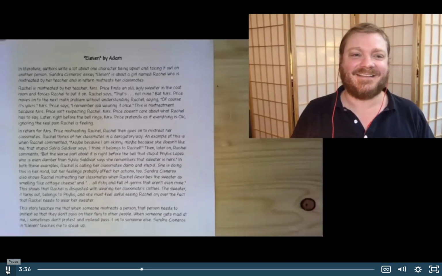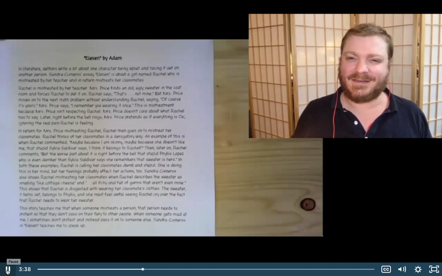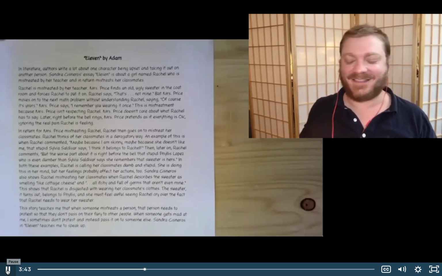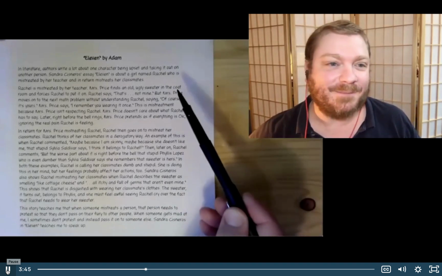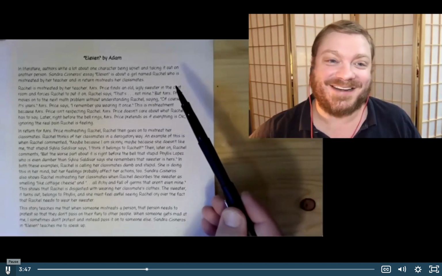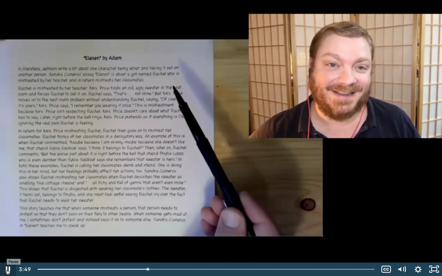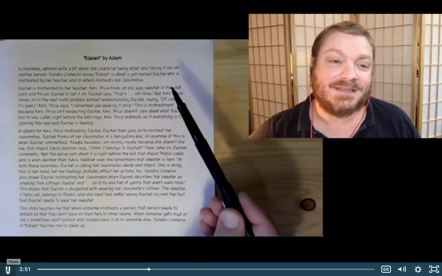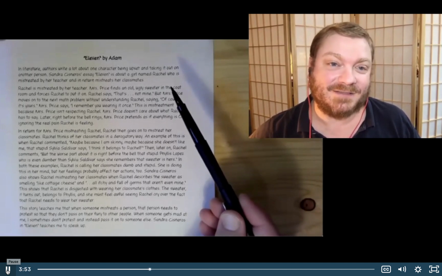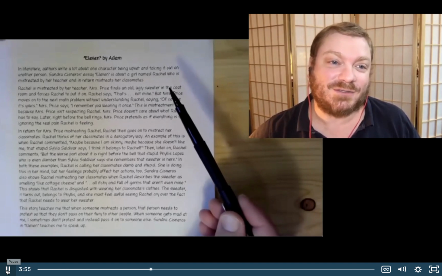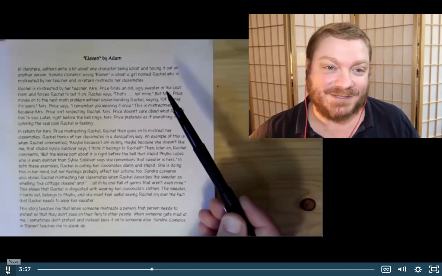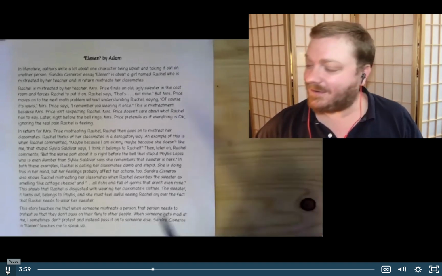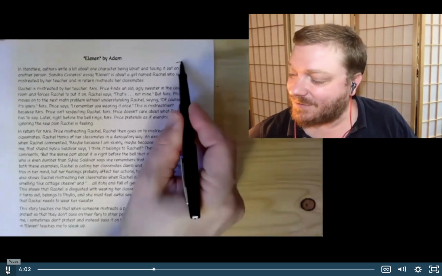And here it is. Let me read, and let's think to ourselves, what makes this a literary essay? What are its parts, and how do they go together? "11," by Adam. In literature, authors write a lot about one character being upset and taking it out on another person. Sandra Cisneros' essay "11" is about a girl named Rachel who's mistreated by her teacher and in return mistreats her classmates. Okay, let's just pause right here at this part.